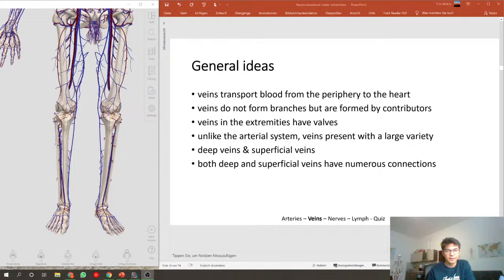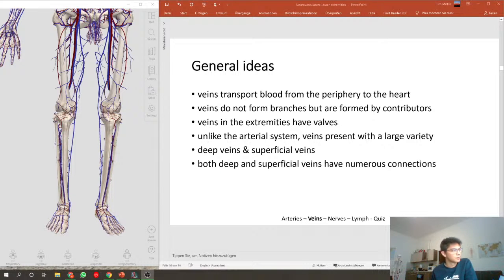And another thing that is important to know is that there's a high variation in the venous system, unlike the arterial system. Especially this is true for superficial veins. In fact, many superficial veins don't even have names because they were so variable and inconsistent that they were just not named, or just named like unnamed contributor of the greater saphenous vein, for example. So don't worry about them. But of course, there's some structure to it, and the large ones you will definitely have to know.